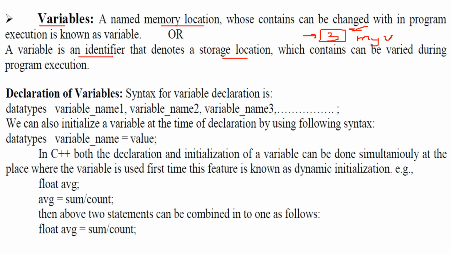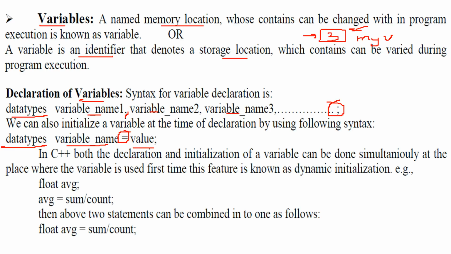And how are you going to declare a variable? The syntax is quite easy. You have to first give the data type, followed by the variable name. The number of variables you can give has no limitation. Just separate them by commas and end them with a semicolon. You can also initialize a variable while you are declaring it using this. The data type should be here, then this should be the variable name, and you can use the equality operator, and then the value can be assigned.